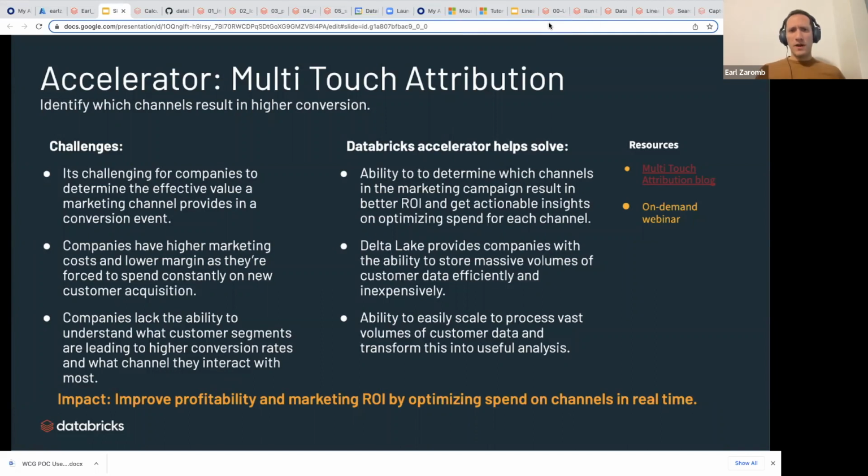The goal around multi-touch attribution is really trying to optimize your marketing campaigns and marketing spend. And the idea is you're trying to eliminate as much wasteful marketing channels as possible and really invest most in the ones that are most effective. And the idea behind multi-touch attribution is giving credit to the marketing campaigns or ads that actually were successful in resulting in a conversion.